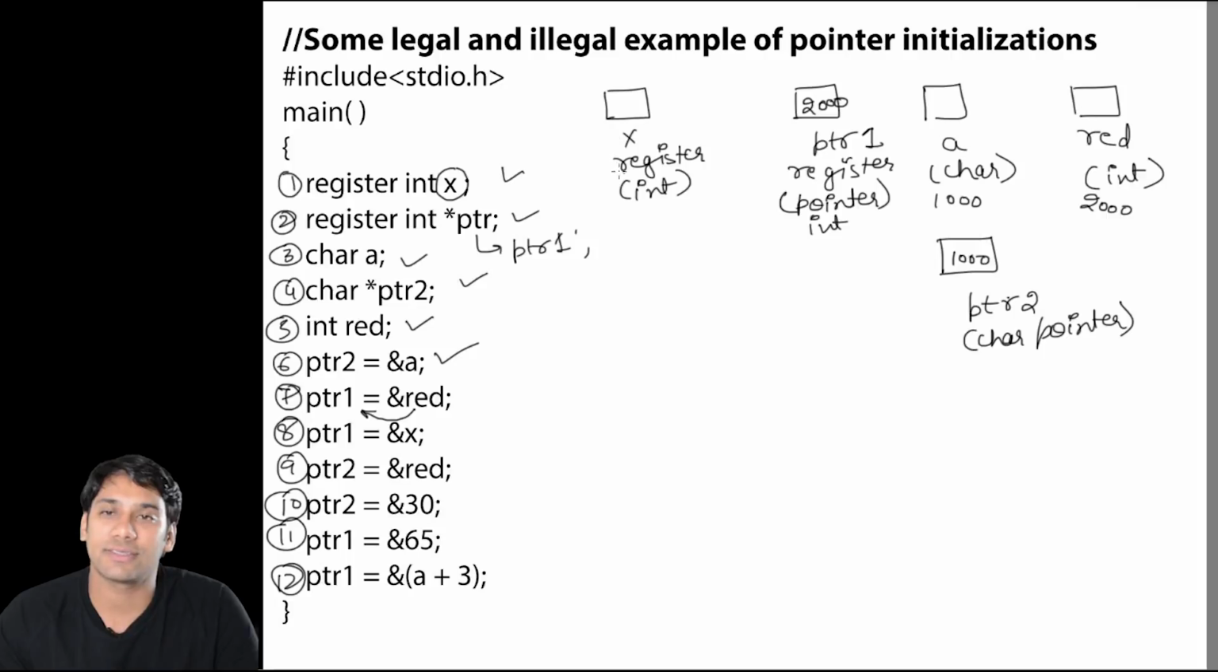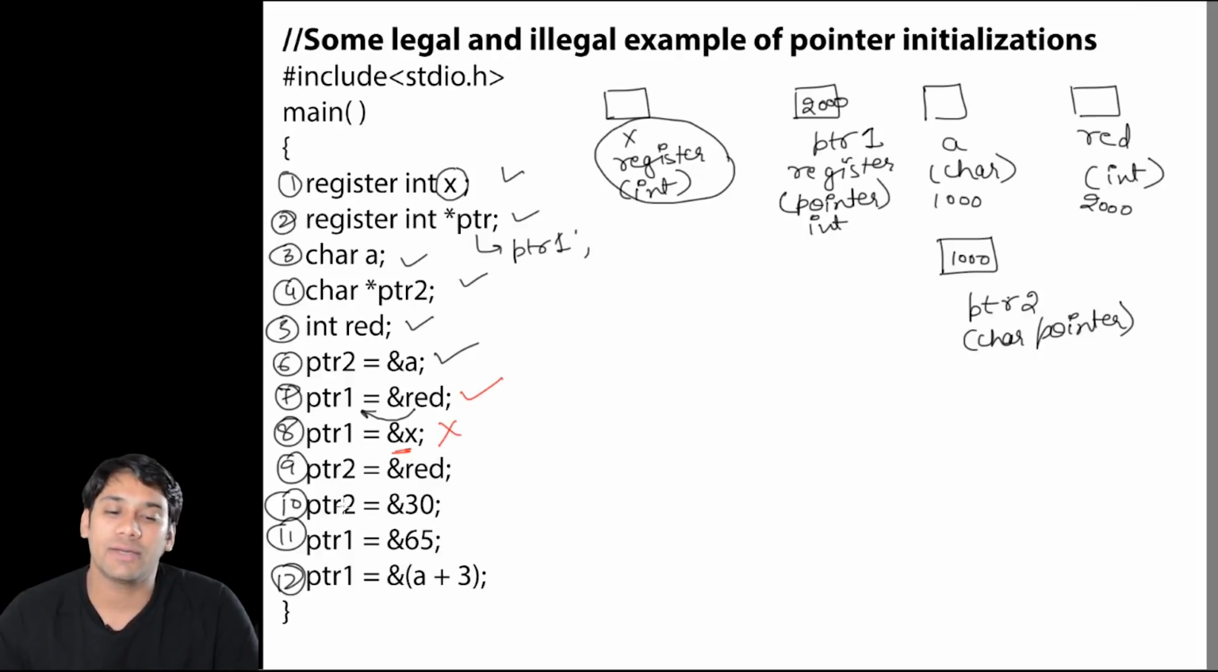But this x is a register variable. Registers are the fastest available memory, which is closest to the CPU, so there's no need to find the address of any register variable. This kind of allocation is invalid because C does not allow you to take the address of a register variable and store it into a pointer. Whenever you see this kind of allocation, where you are storing the address of a register variable into a pointer, that means this is invalid. So you cannot do this.